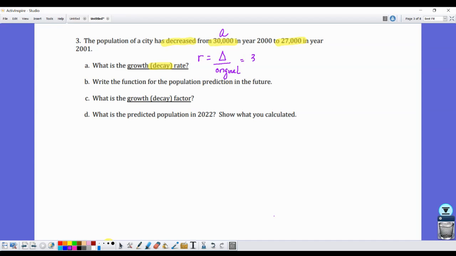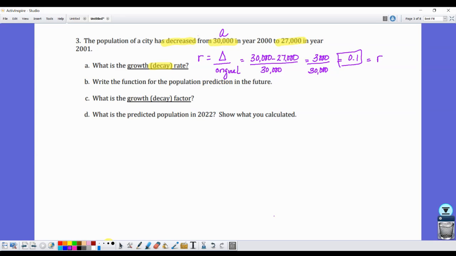So we're going to take 30,000 minus 27,000, and we're going to divide that by the original 30,000. 30,000 minus 27,000 gives me 3,000, divided by 30,000, and that is 0.1 or 1/10. There is my rate. Now, is this a rate of increase or rate of decrease? The problem tells me it's a decrease. This is a decay problem.